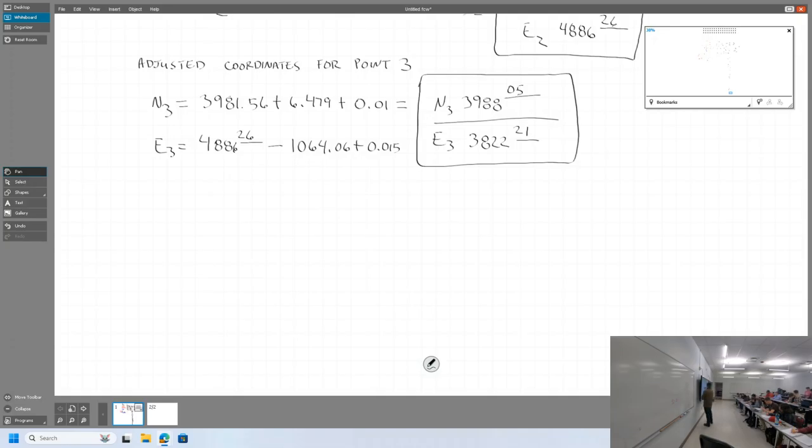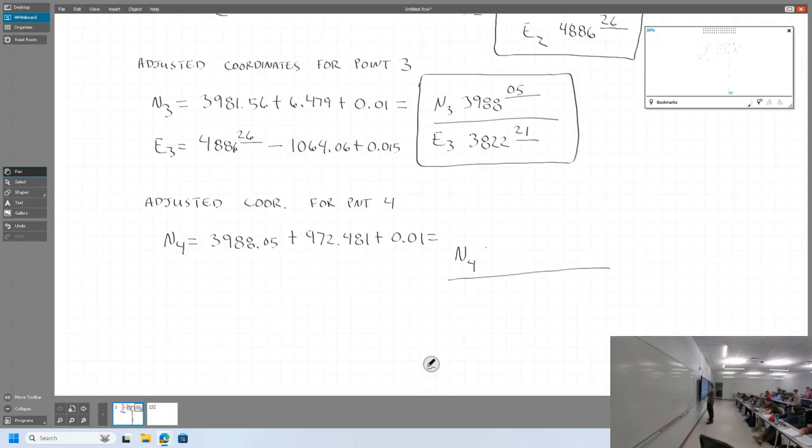Now for 4, the northing of 4 is going to be again the new value there of 3,988.05, plus our latitude result, plus the correction on latitude. That is 4,960.54.